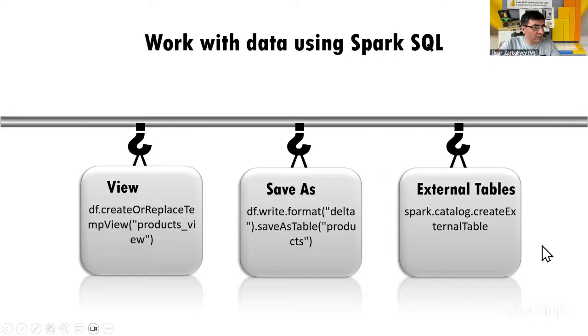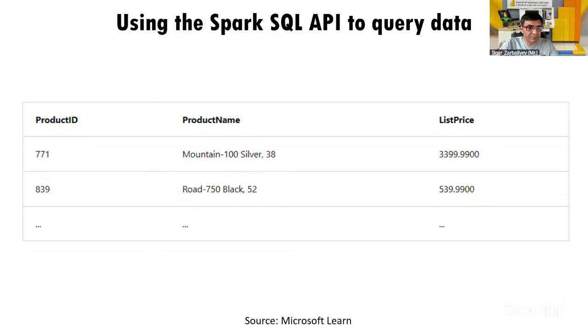So additionally, we can also create external tables by using the spark.catalog.create external table method. External tables define metadata in the catalog, but get their underlying data from an external storage location, typically a folder in the file storage area of a lakehouse. Deleting an external table doesn't delete the underlying data.